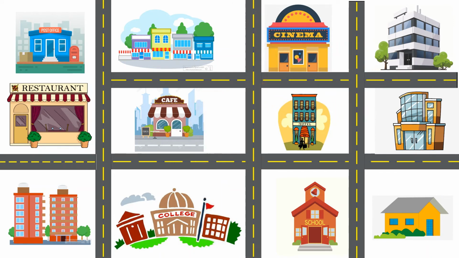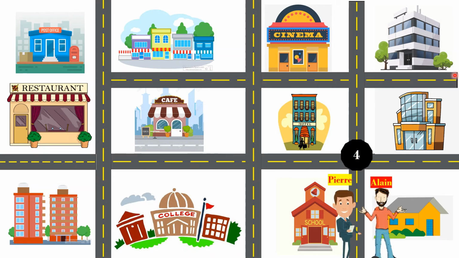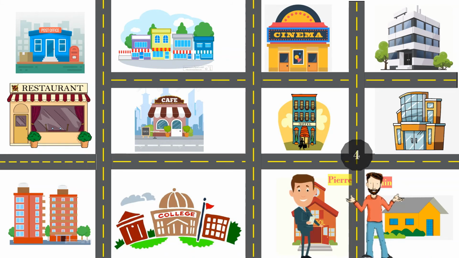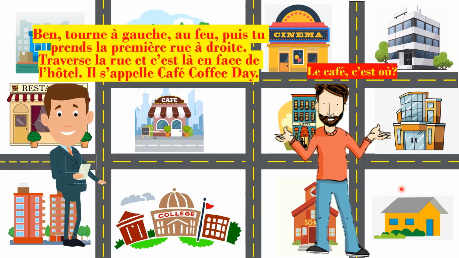Okay, and now the last dialogue. Se passe entre Pierre et Alain. Okay, Pierre et Alain. Again, these are friends, so they will be talking in terms of tu. Le café, c'est où? Ben tourne à gauche au feu, puis tu prends la première rue à droite, traverse la rue et c'est là en face de l'hôtel. Il s'appelle Café Coffee Day.